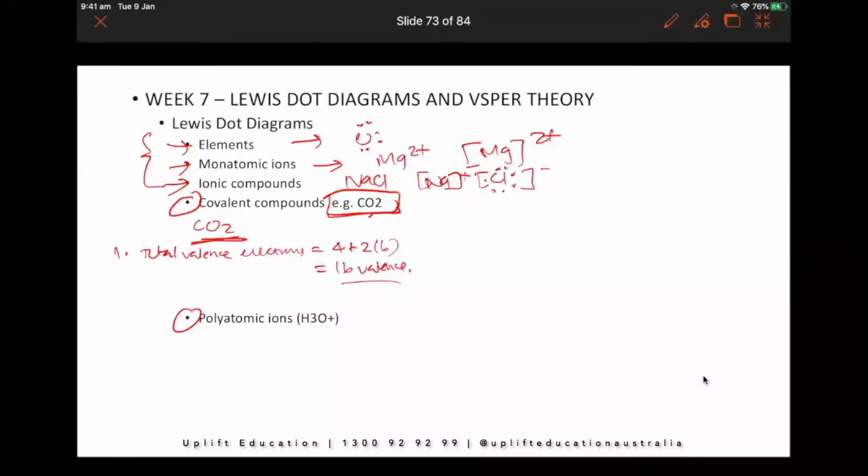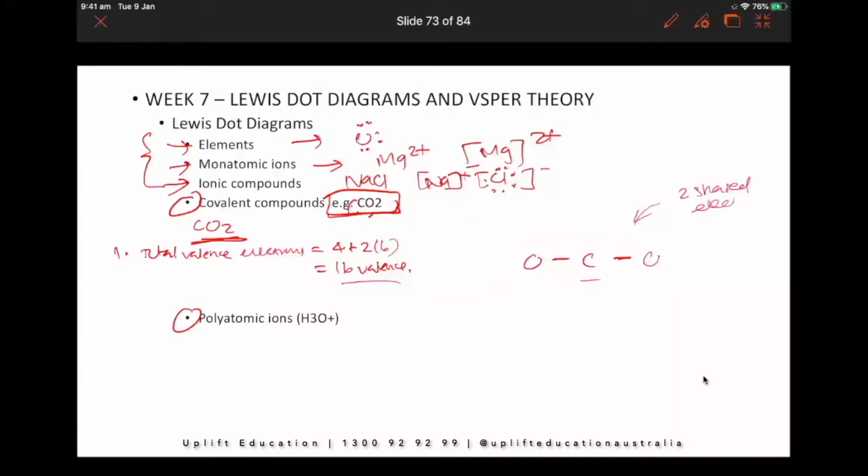Now, once you actually get to drawing your Lewis dot diagram, first thing you have to do is you have to assign a center atom. So in this case, since we have 1 carbon and 2 oxygens, obviously carbon is going to be our center atom. Then what you're going to do is, the first thing you're going to do is just you're going to assume 1 single bond. So remember that 1 bond here means 2 shared electrons.